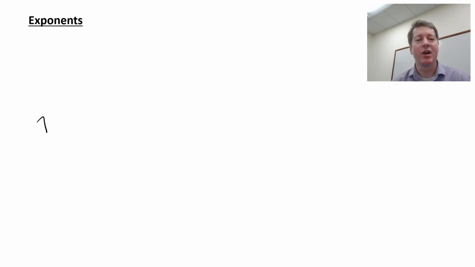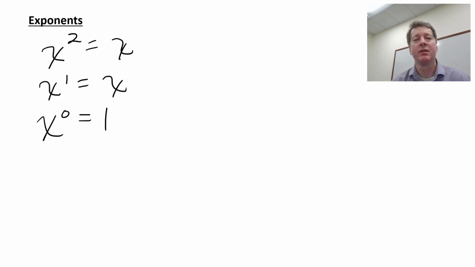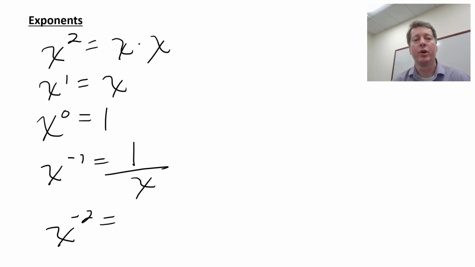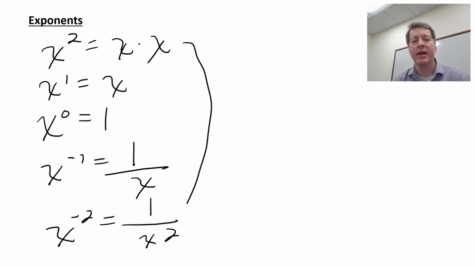So let's generalize all of this. x to the 0 is 1, x to the 1 is x itself, x squared is x times x, okay? x to the negative 1 is 1 over x to the positive 1, 1 over x. x to the negative 2 is 1 over x to the positive 2, 1 over x squared. And here again, x to the negative 2 is the reciprocal, the flipped over version, of x to the positive 2.